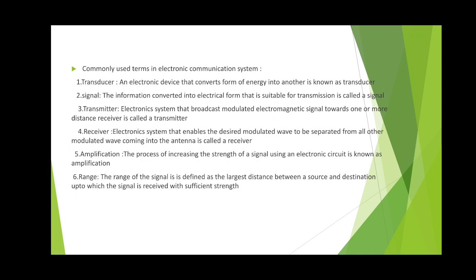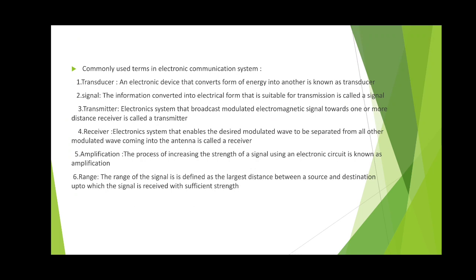Then what is the meaning of signal in communication? The information converted into electrical form that is suitable for transmission is called a signal. So the signal is a conversion of information into electrical form by making use of a microphone, that is, a transducer, which is suitable for transmission over a long distance. We call it a signal.